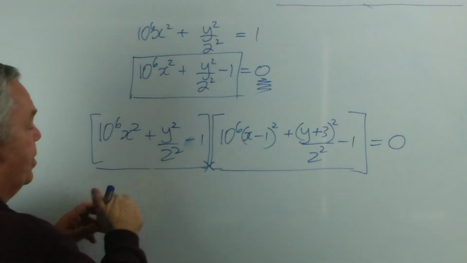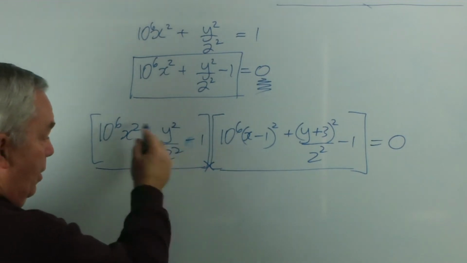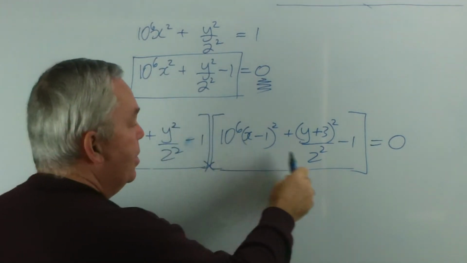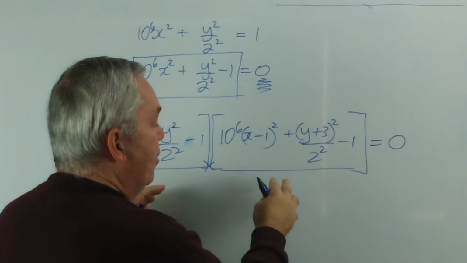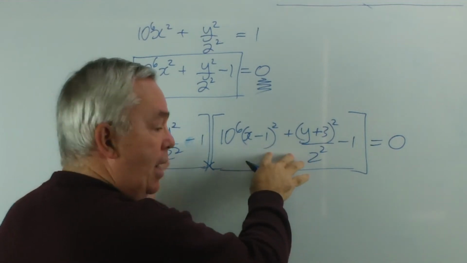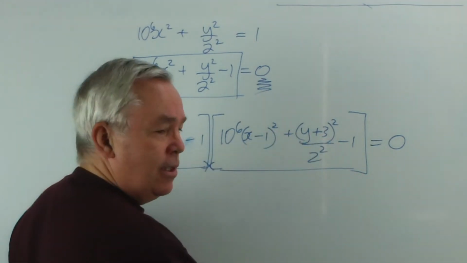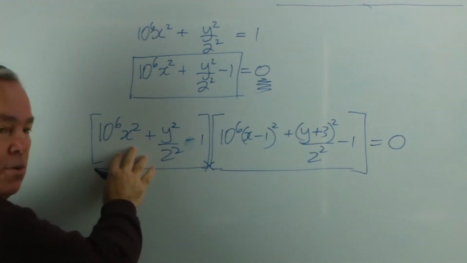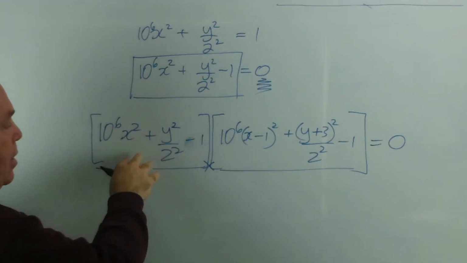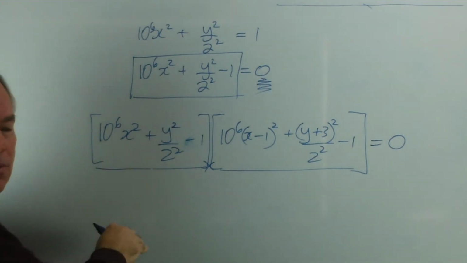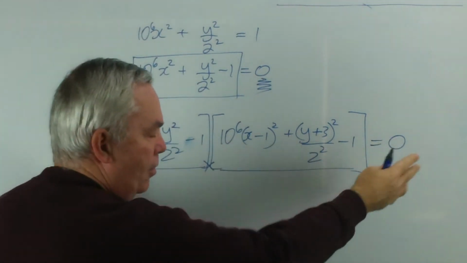Now if this is 0, it creates this line. If this is 0, it creates that line. In fact, any point on this line will make this equation true because it will make that 0. Any point on this equation, on this ellipse, will make this part of the equation 0, which will make the whole expression 0.